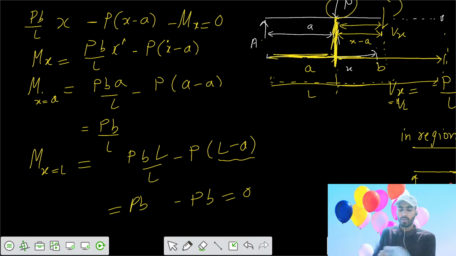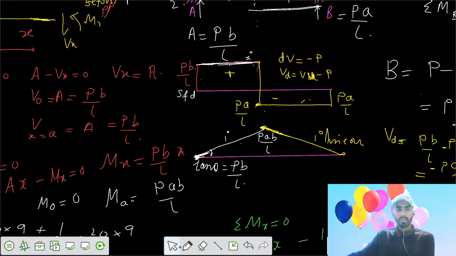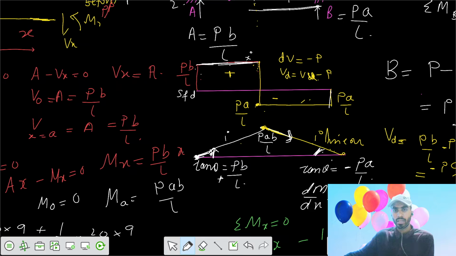I hope you understood the problem. Now, let's look at the slopes. What is the slope here? For this part, the slope was positive PB by L because the shear force was positive. But for this one, the line is acting downwards, so we can write tan theta equals minus PA by L. We have that dM by dx, the slope of the bending moment diagram, equals the shear force at that section. The shear force at that section is minus PA by L.